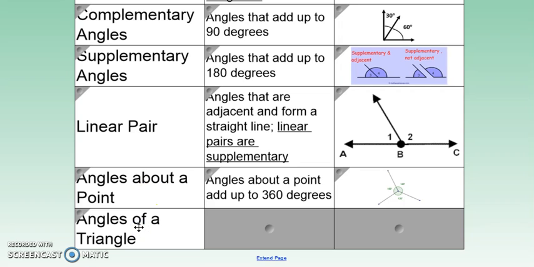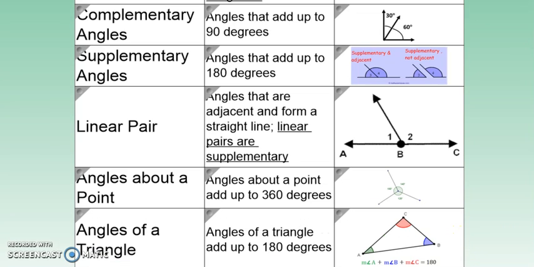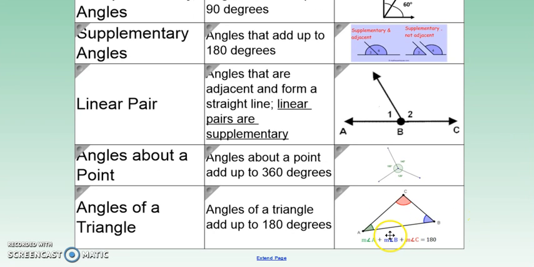And then finally we have angles of a triangle. Angles of a triangle are supplementary. They add up to 180 degrees. And in a diagram here, let me see if I can make this a little bit bigger. There we go. So we have the measure of angle A plus the measure of angle B plus the measure of angle C equals 180. And then we have angle A, B, and C. They're color-coded, just showing that they add up to 180.